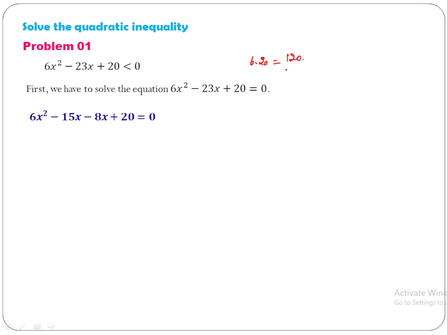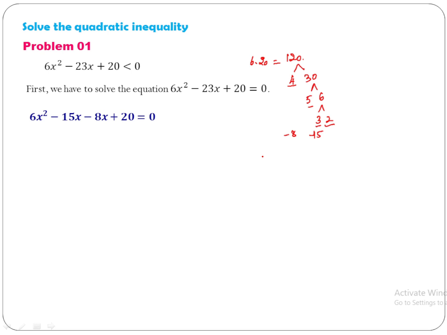Let's take the factorization of 120 initially. First I can take 4 times 3, which is 12, then 5 times 6, which is 30, and then 3 times 2. Now combine 4 and 2: 4 times 2 is 8, and 5 times 3 is 15. The sum of 15 and 8 is 23, but the sign is negative, so we make both numbers negative. So negative 8 plus negative 15 equals negative 23.